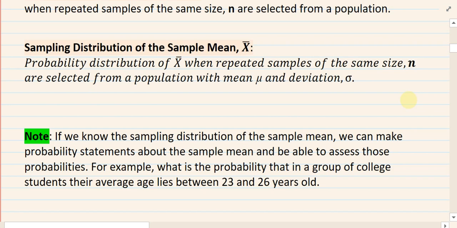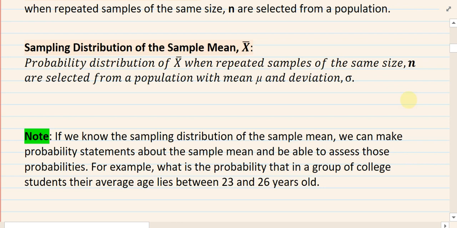If we know the sampling distribution of the sample mean, or its probability distribution, then we can make probability statements about it. Here I just made up an example. Suppose in a classroom there are a bunch of students, let's say 30, 40, 60, 15, however many the class size is. We want to know the probability that the average age of the students sitting in that classroom lies between 23 and 26 years of age.